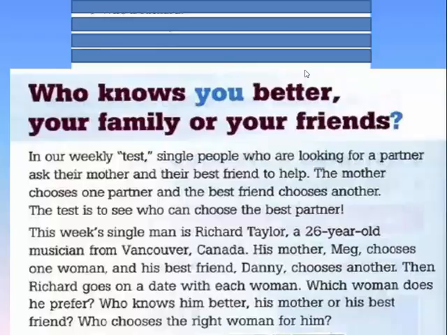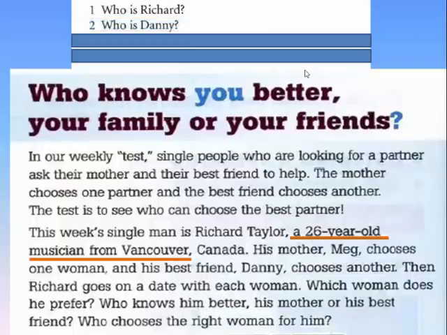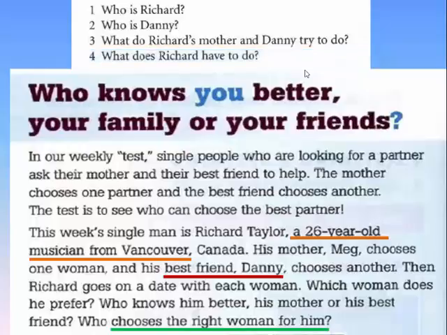If you remember, the questions we needed to answer were, who is Richard? And the information is here. Who is Danny? And the information is here. What do Richard's mother and Danny try to do? There is the information. And what does Richard have to do? And there is the information. There is the information, but now you have to write it or say it as an answer.